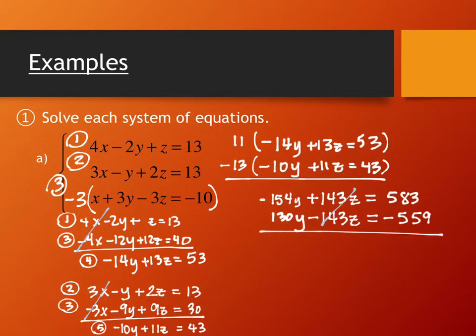Now I have negative 154 and positive 130. What does that give me? Yep, negative 24y. And then I have 583 minus 559. It's 24. And we all said, hallelujah, right? I mean, kind of, but yeah, because that's actually very friendly at this point. So I divide by negative 24. We did it. And we find out that y is equal to negative 1.